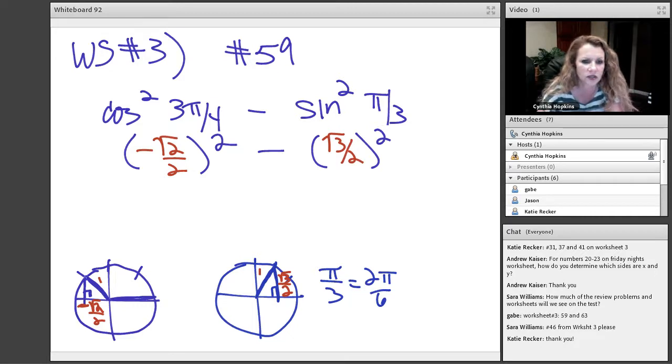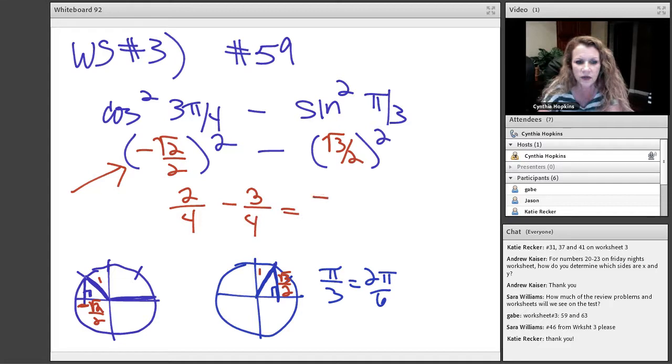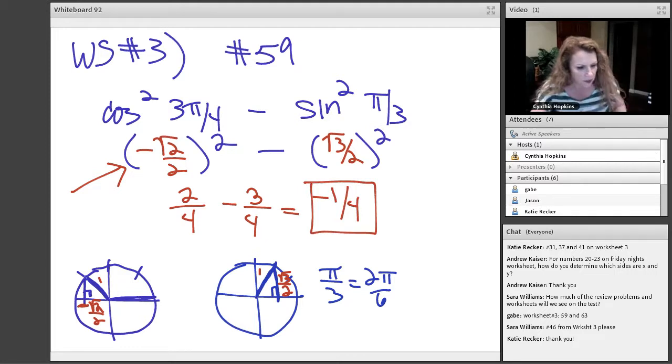Okay, so now I'm ready to do the arithmetic. So I square that negative rad 2 over 2. And again, remember, show your work. You need to show that that's negative. When I square it, it's going to become positive 2 over 4. And then for the second term, I have minus 3 over 4, and so 2/4 minus 3/4 is negative 1/4, and there's my answer. Okay, that was 59. All right, and then Gabe also asked for number 63.